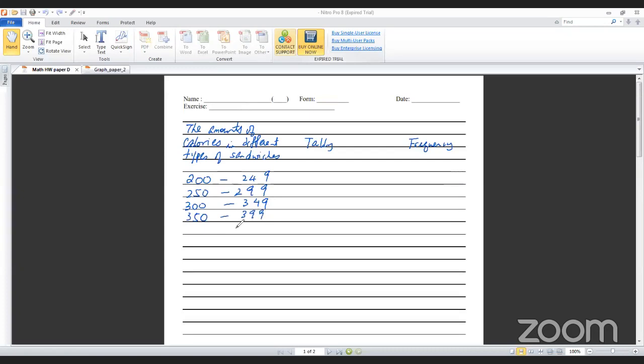350, 399, 400, 449. Is this finished? We check with the data. Any data greater than 449, it seems no. Then in this case, after you have written the groups, then you know the size of your frequency distribution table. Okay, it means make sure that you labeled your columns clearly.